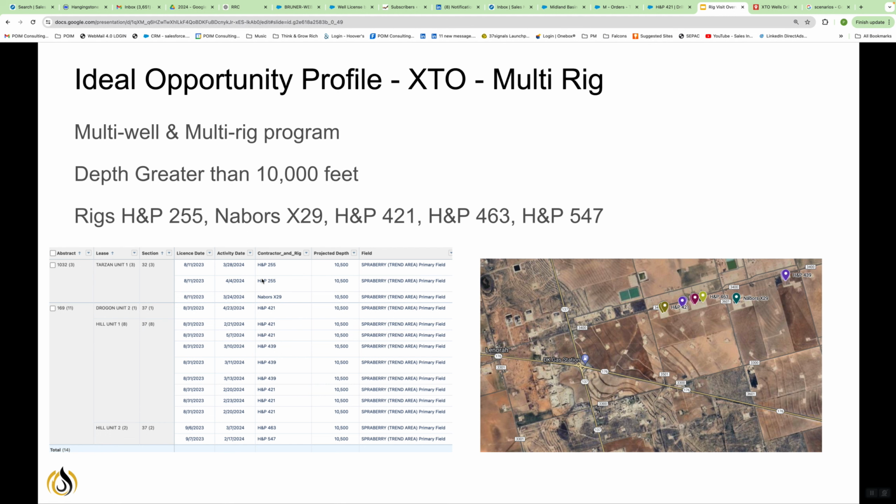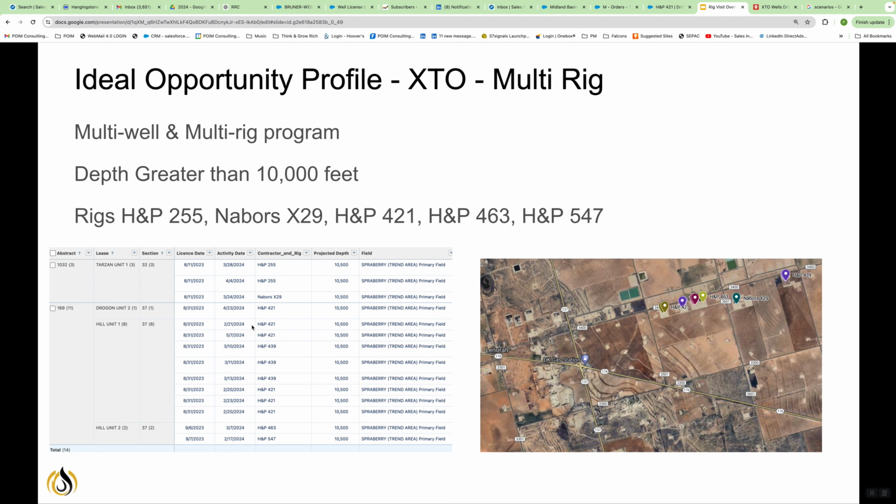These are the rigs we're really looking at: 255, 421, 439, 547, all rigs that you've generated revenue on in 2024. When we take a look at it, we talk about abstract, which is a grouping of geographic reference. So this 169 is really what happens here, and over there is the 1033. Then we've got a couple of different fields or leases, and some different sections on that side that they drilled out.